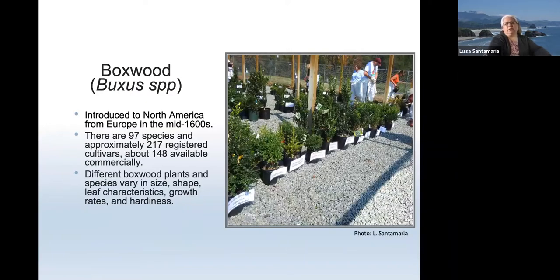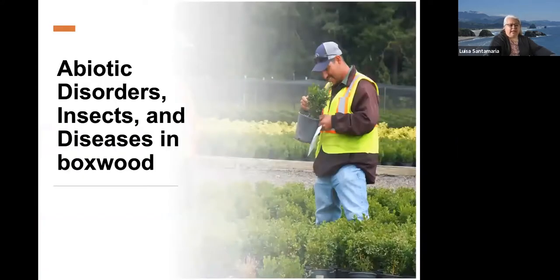So this Buxus species was introduced to North America from Europe in the 1600s. And right now there are about 97 species and more than 200 cultivars. And from these, around 150 are commercially available. So there is a diversity in size, in shape, in architecture of the plant, growth rates, and hardiness. So we have a variety of these.